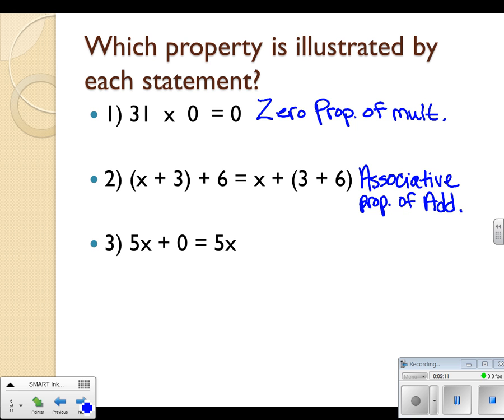5x plus 0 is the same as 5x. Whenever you add 0, it keeps its identity. That would be the identity property of addition.